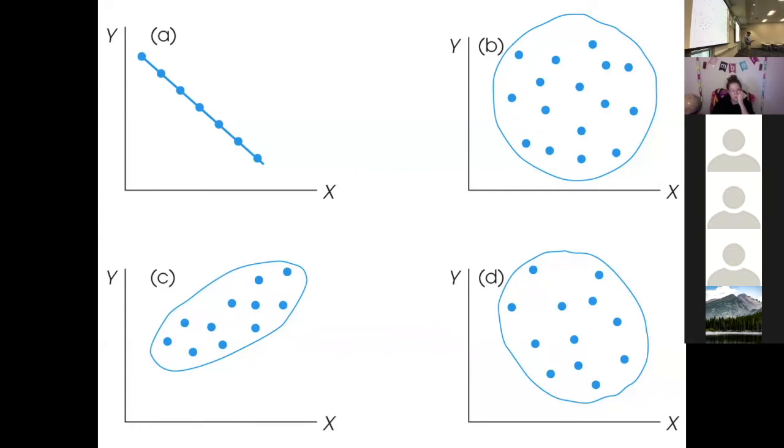So here's some examples. What we have up here is a perfect correlation. You can see each one of those data points falls exactly on that line. There is no deviation from that line. If I know your point on x, I can give you your exact point on y. Would this be a positive or negative correlation in the top left? Negative, exactly. It's a negative correlation.